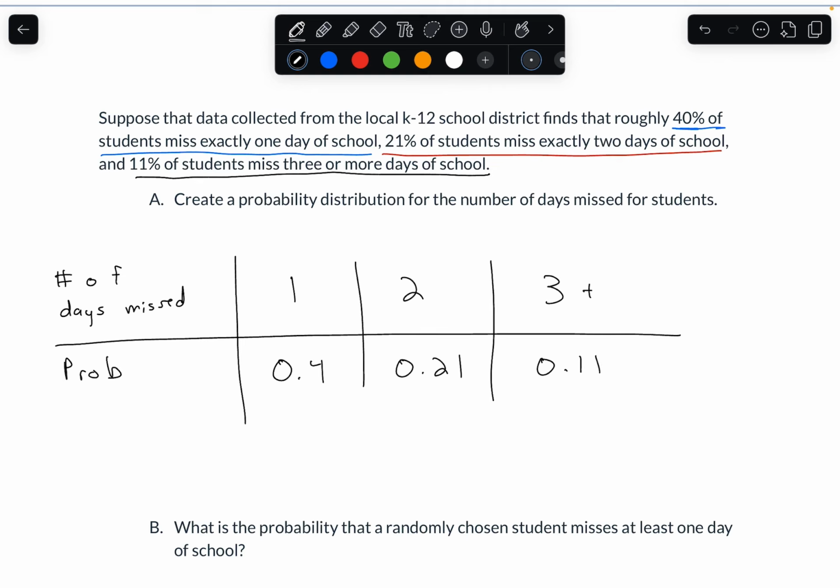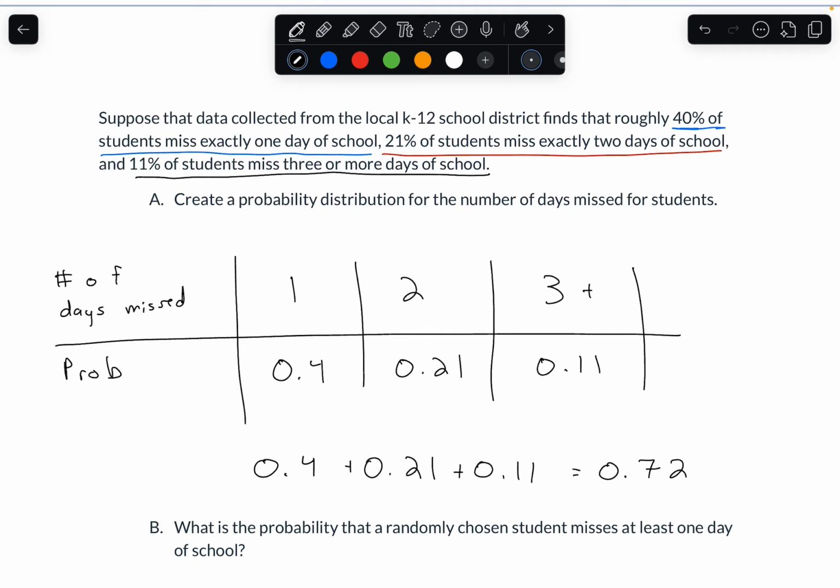Now, if I pause and think about a probability distribution, I can look at this, and if I add these together, 0.4 plus 0.21 plus 0.11, really quickly, I'll notice that I don't actually end up with exactly 1. I end up with 0.72. So that means that there's an outcome missing right here. I haven't talked about every single potential outcome.